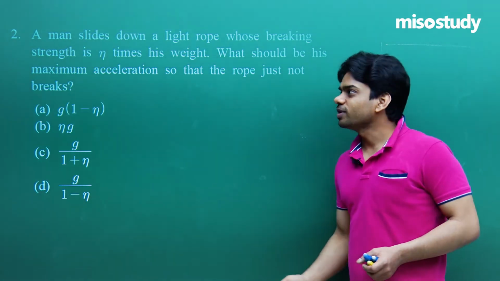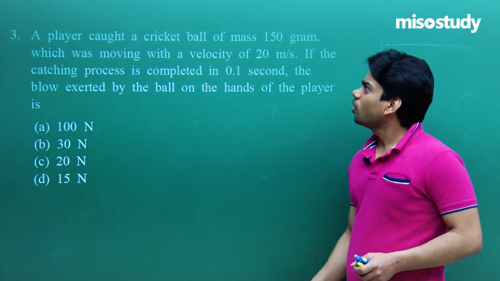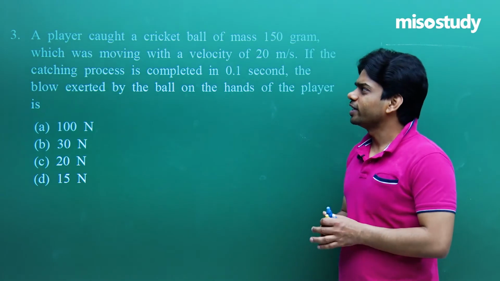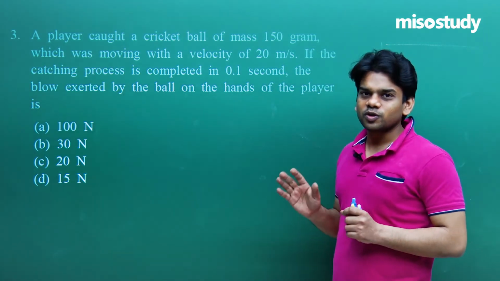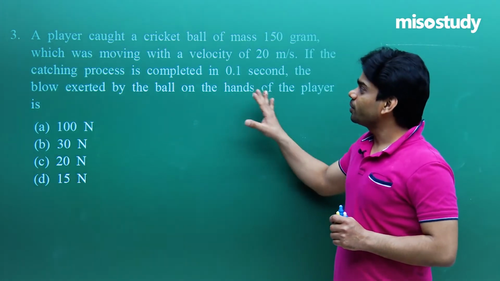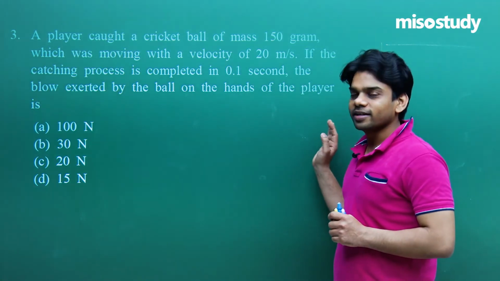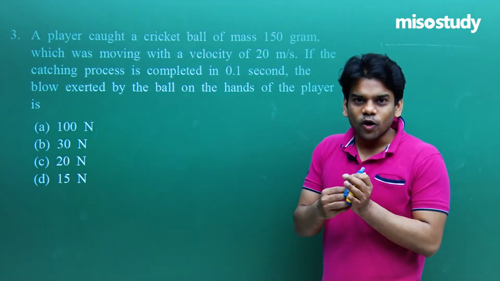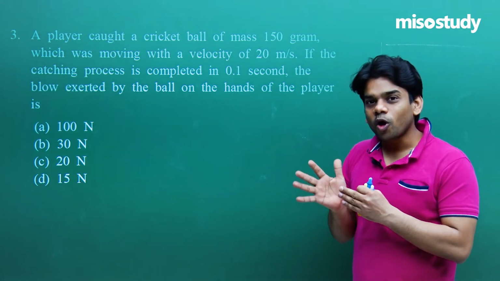Next question of the class, we have the third one. A player caught a cricket ball of mass 150 gram. It's given that the ball was moving with a velocity of 20 meter per second. If the catching process is completed in 0.1 second, the blow exerted by the ball on the hands of the player is? We need to find out how much force the ball exerts on the hands of the boy, his palm.